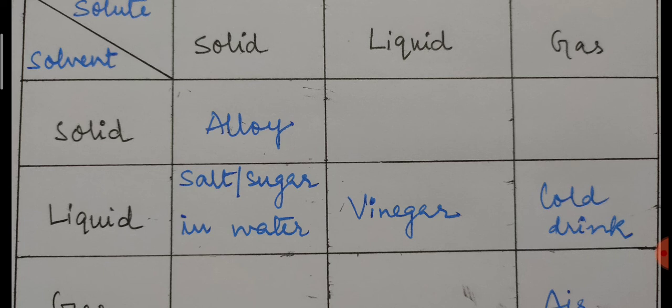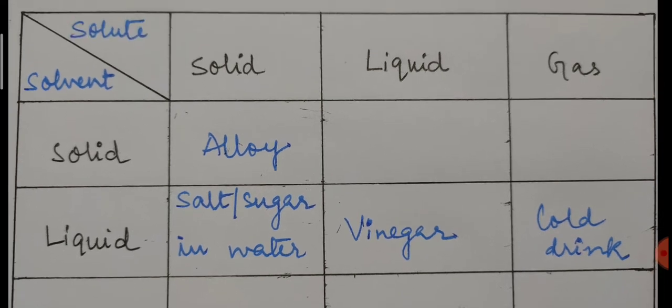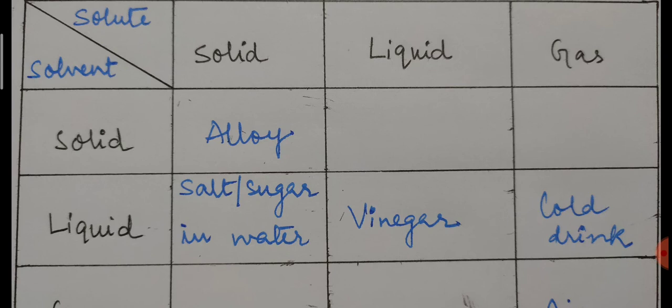That means solute is also solid and solvent is also solid, and that is why we can say that alloy is an example of solid in solid solution. The next one is when solvent is liquid and solute is solid. Then you have a lot of examples, or you can say most of the examples you will find fall in this category. Salt or sugar dissolved in water, then copper sulfate or potassium permanganate dissolved in water. So many different examples you will find, or lemonade, or you will be able to give a lot of examples.